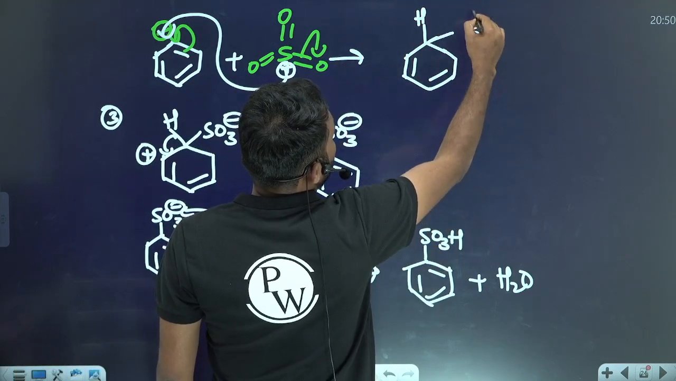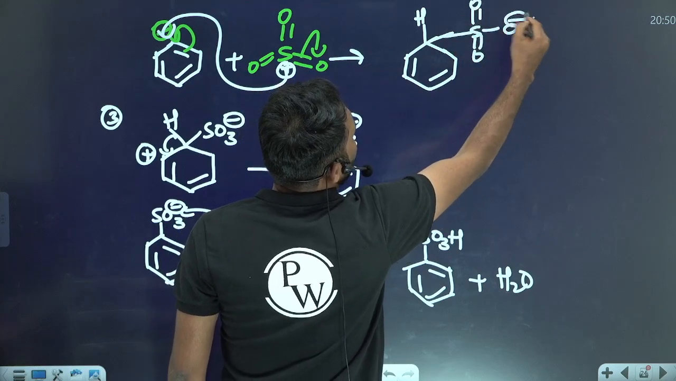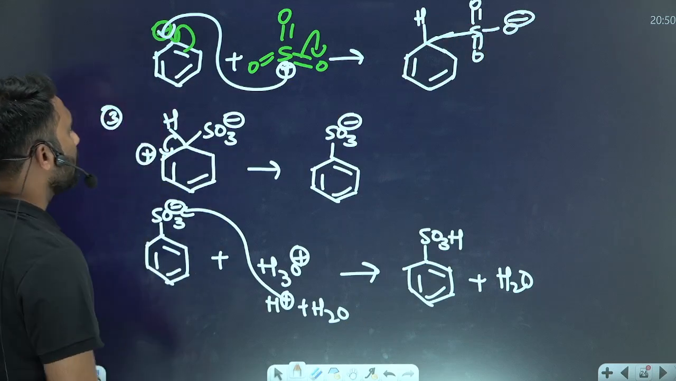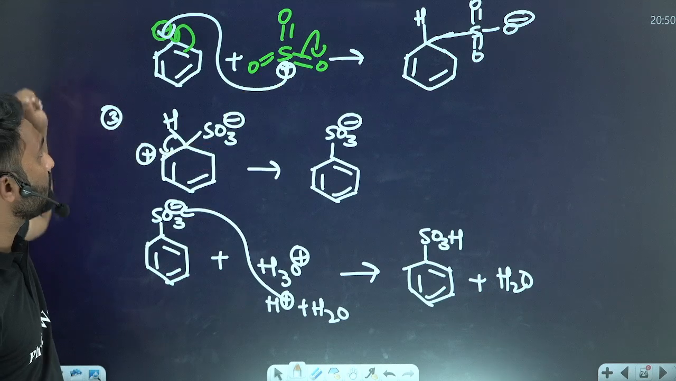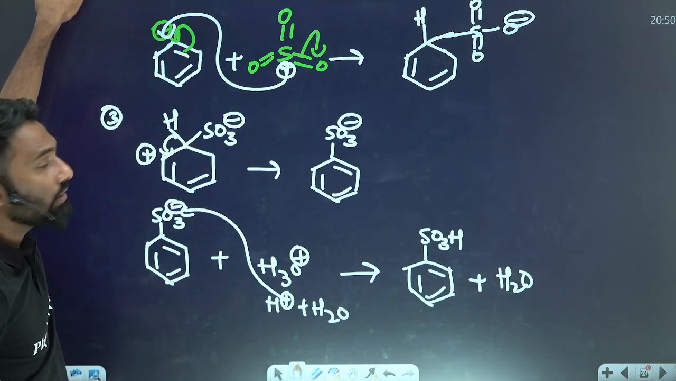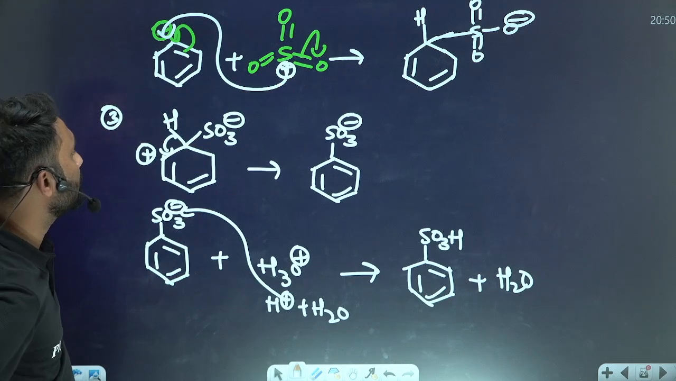Yes, sir. Double bond O, O minus, O minus. Clear? Now here that is the sigma complex. Now elimination of the what? Elimination of the hydrogen, it should take place.